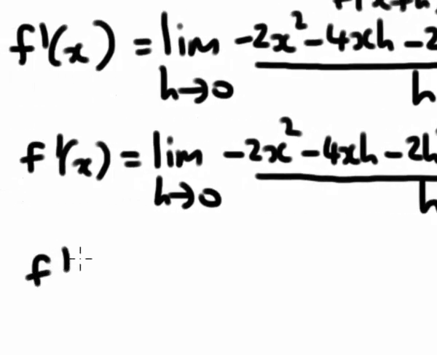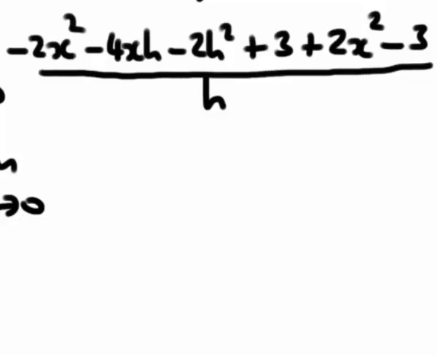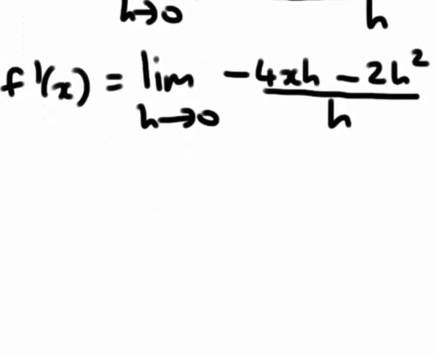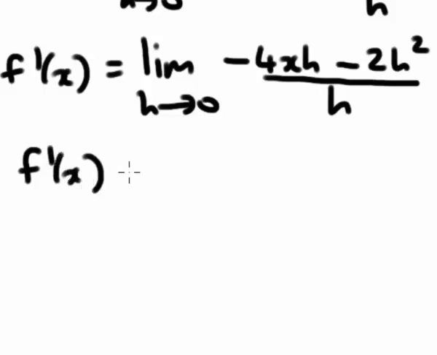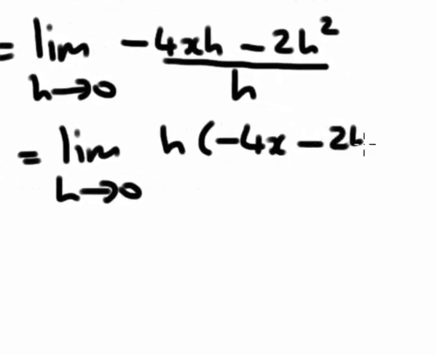So what is f prime x going to equal? It's the limit as h approaches 0. There we go. Notice that the 2x squareds cancel, the 3s cancel, and we're left with negative 4xh minus 2h squared, all divided by h. Now from limits, of course, you can't plug in 0, but what we can do is factorize, as we did previously in limits. So we take out the h. I'm not going to worry about taking out negative 2. Just simply take out the h, and you'll be left with minus 4x minus 2h all over h.